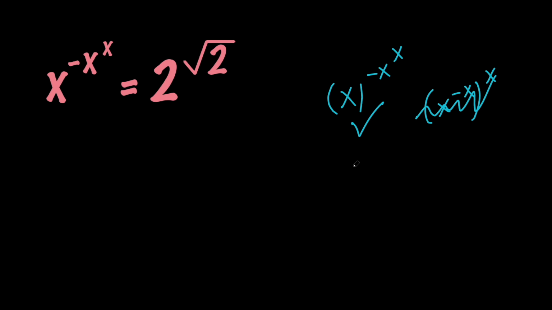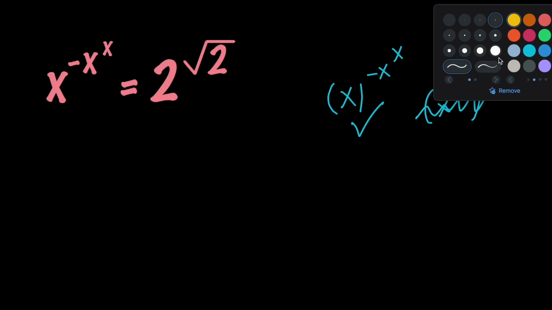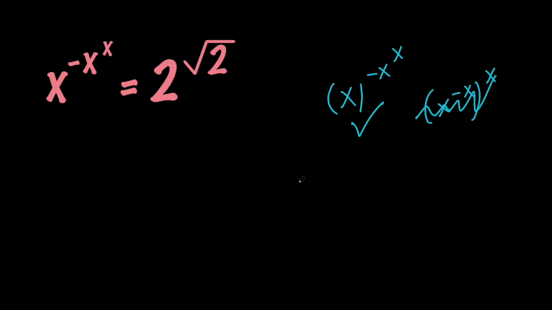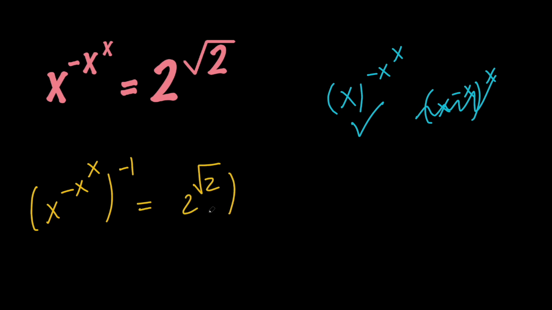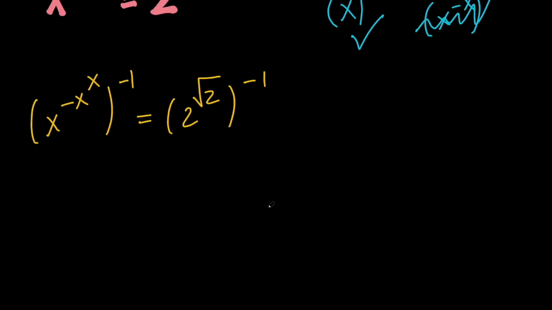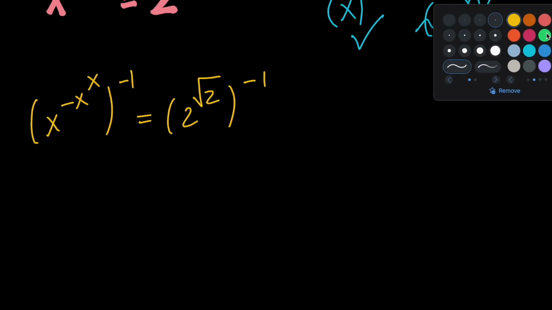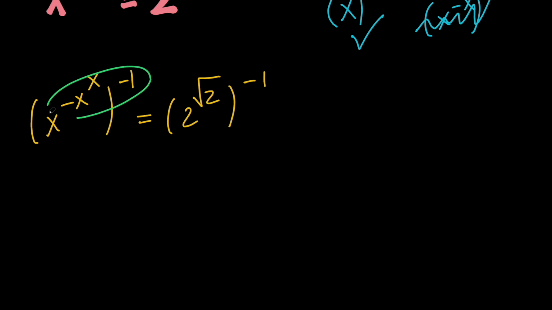So now let's go ahead and try to solve this. In order to do that, we need to raise both sides to the power of negative 1. So if we do that, we're going to have x to the negative x to the x raised to the power of negative 1 equals 2 to the power of the square root of 2 to the power of negative 1. Now, on the left-hand side, we need to multiply these exponents.